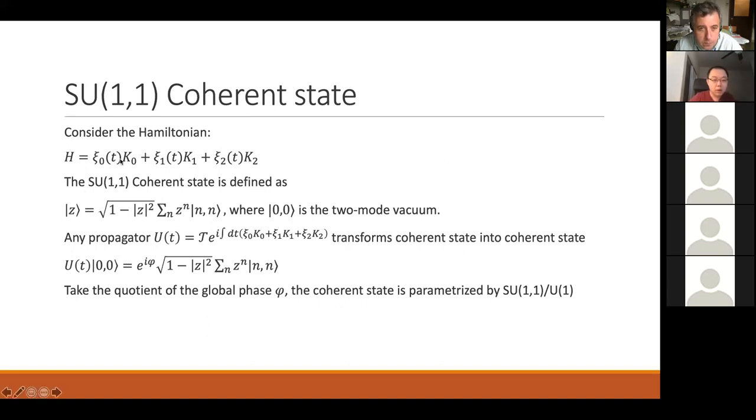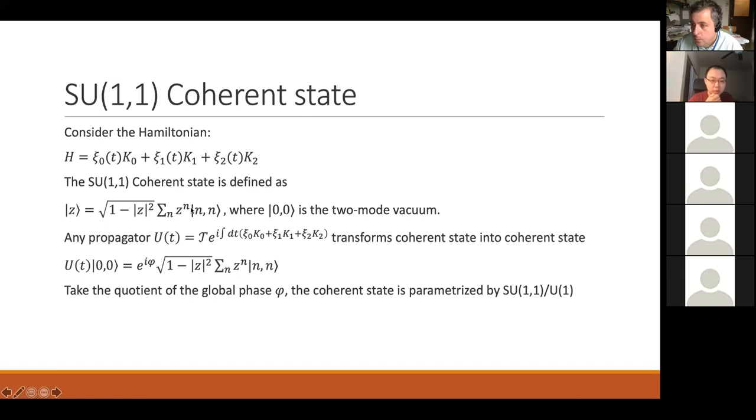So to this extent, we are considering the so-called SU(1,1) coherent state. This coherent state is defined by those two-mode eigenstates for the quantum harmonic oscillator in this form. So we have this z to be a complex parameter which parameterizes this coherent state, and these n states just represent how many bosons, how many quanta, are in those two quantum harmonic oscillators. So if we are considering, quick question.